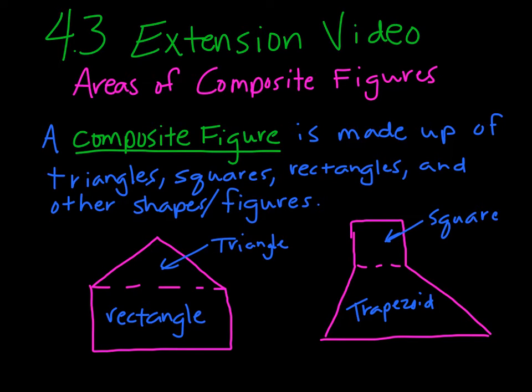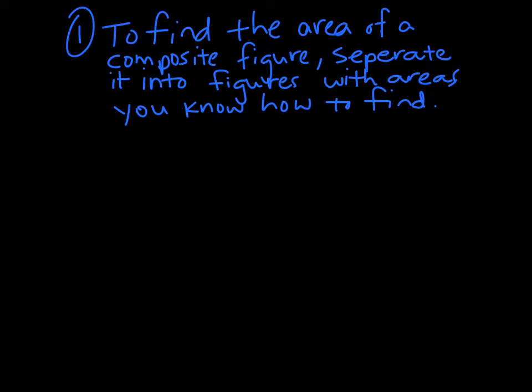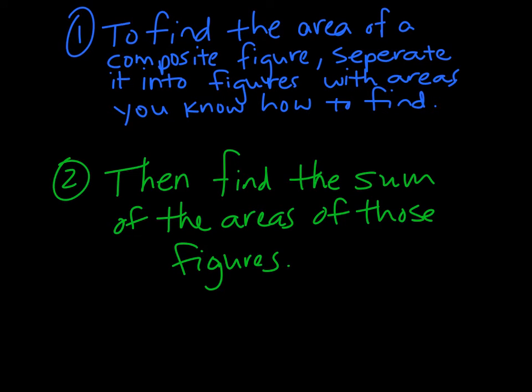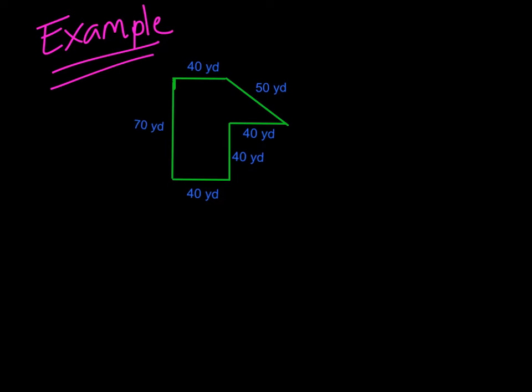So the first step here is to find the area of a composite figure. You're going to separate it into figures with areas you know how to find. Then you're just going to find the sum of those areas. Don't forget that sum means addition. So we're going to take all those areas that you find, and you're going to add them all up, and then you have the area of the entire composite figure.